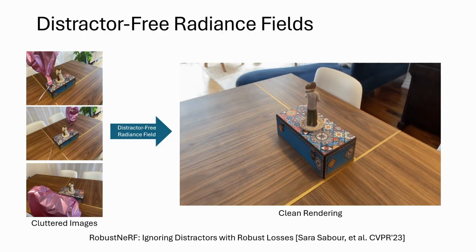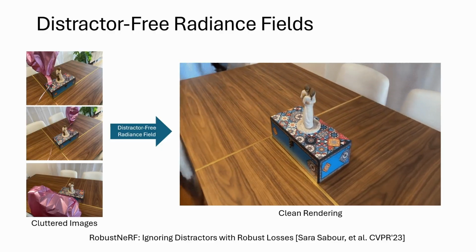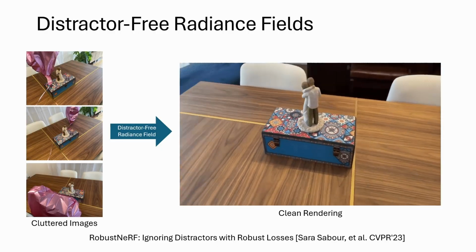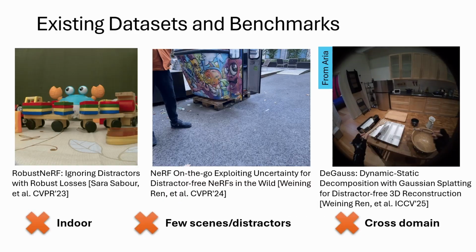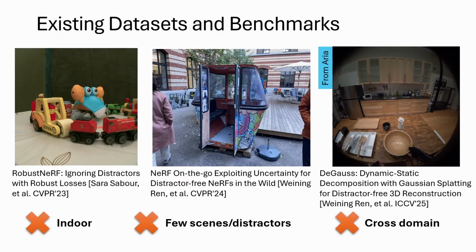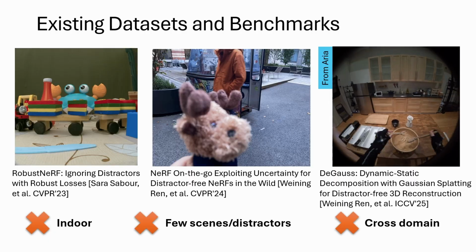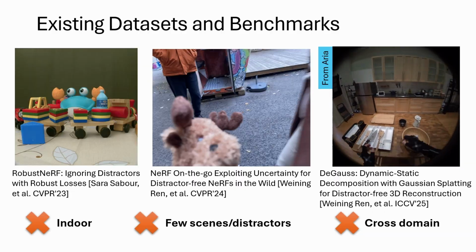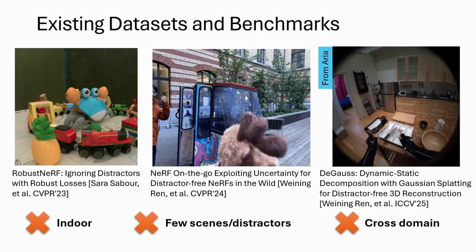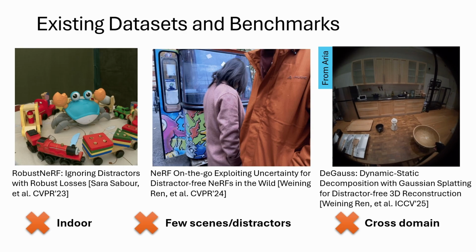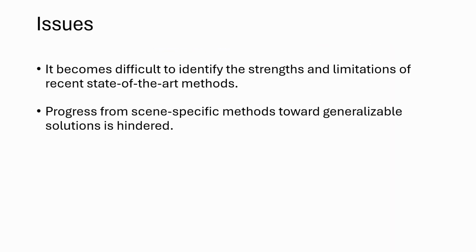Such images, typically collected within a short time span, often contain transient distractors that can break multi-view consistency. However, the existing datasets and benchmarks for distractor-free radiance fields are limited in scale. They typically contain only indoor scenes, include a limited variety of distractor types and scenarios, or consist of cross-domain data that lack clean views for benchmarking. Therefore, it becomes difficult to identify the strengths and limitations of recent state-of-the-art methods. In addition, progress from scene-specific methods toward generalizable solutions is hindered.